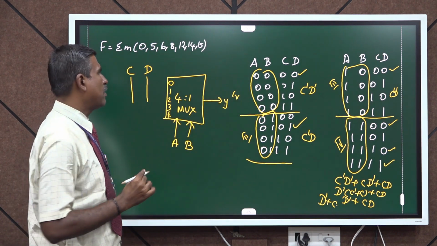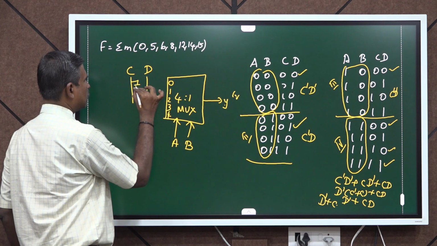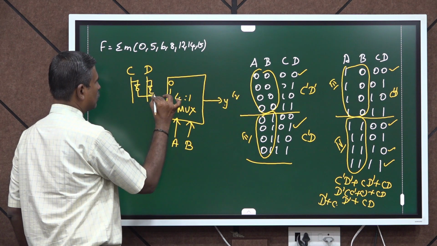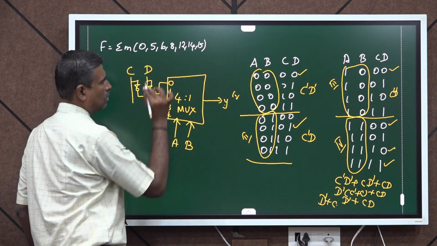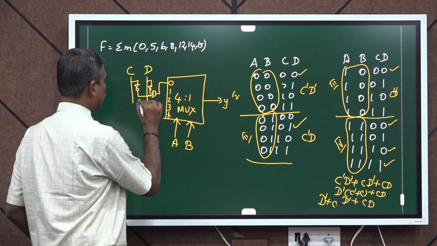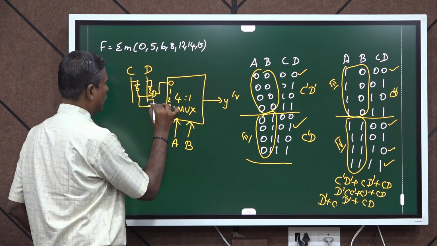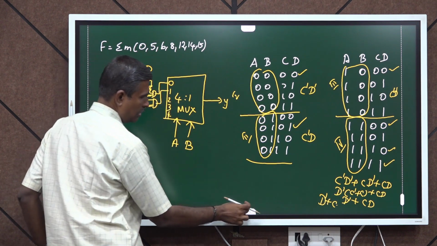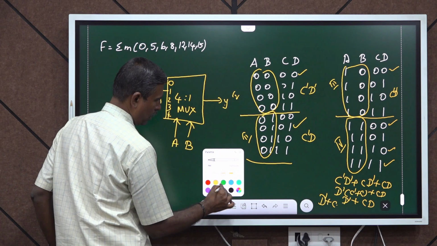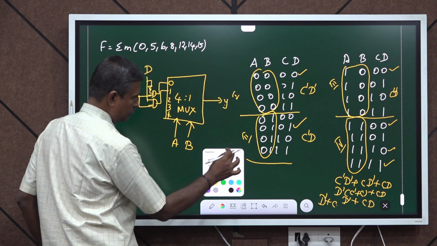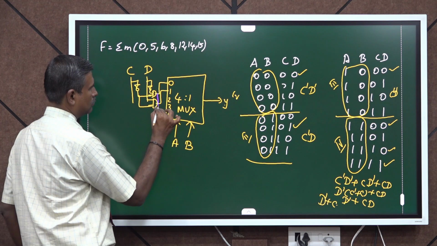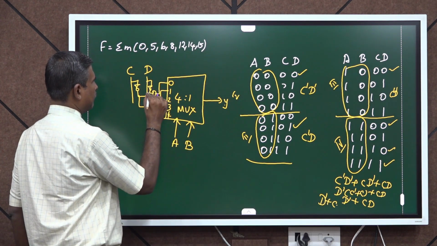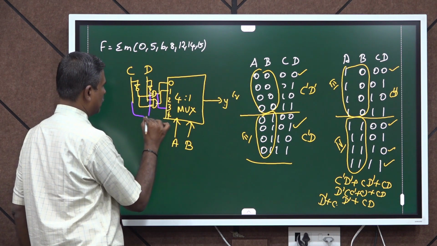For the first one it is C bar D bar. So, I am connecting C bar D bar with the AND gate, and for the second one it is C bar D. So, I am connecting C bar D, and again for the third it is the 0th input again. So, I am connecting the 0th input here, and for the final one it is D bar plus C. So, I am getting D bar and C as the final input.